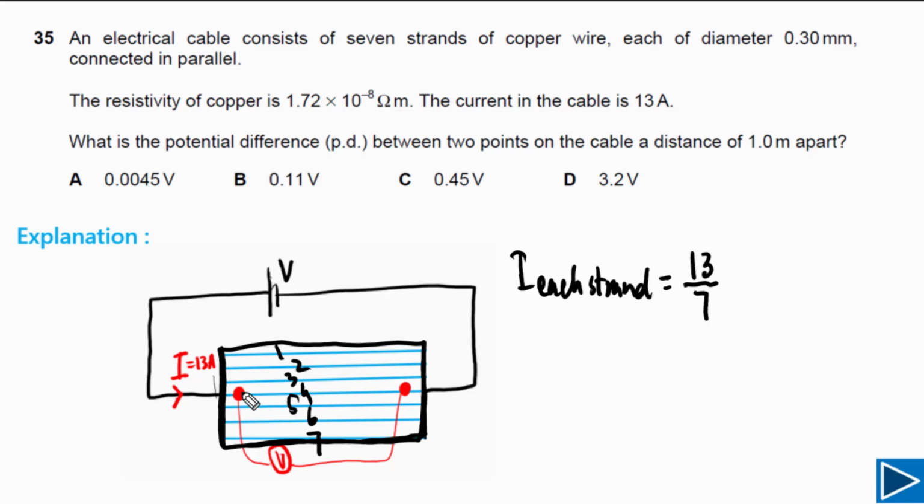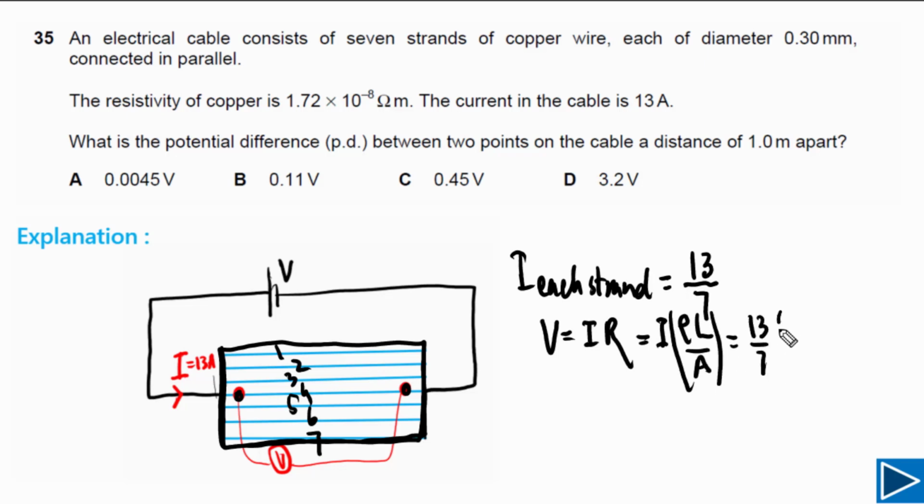Now we need to find the potential difference between 2 points at a distance of 1 meter. We can take these 2 points on any one strand because they are connected in parallel, so the potential difference across them is the same. Now simply we need to use V is equal to IR. In this case, I is given, that is 13/7. R we need to find out. R will be equal to rho L by A. Now we can plug in values.